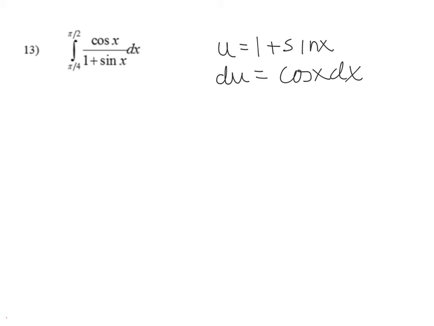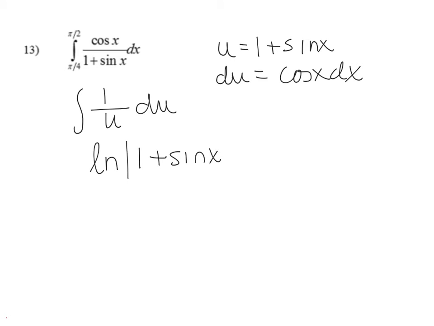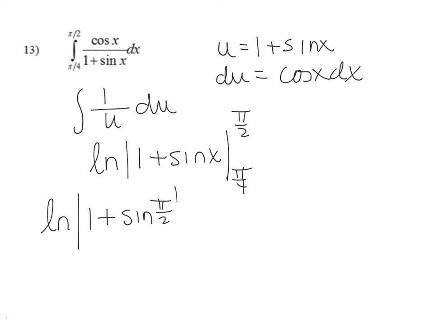So if I rewrite this, I have 1 over u du. So that's going to give me the natural log of u, which is 1 plus sine x, from pi over 4 to pi over 2. Okay, so that's going to give me the natural log of 1 plus sine of pi over 2 minus the natural log of 1 plus sine of pi over 4.